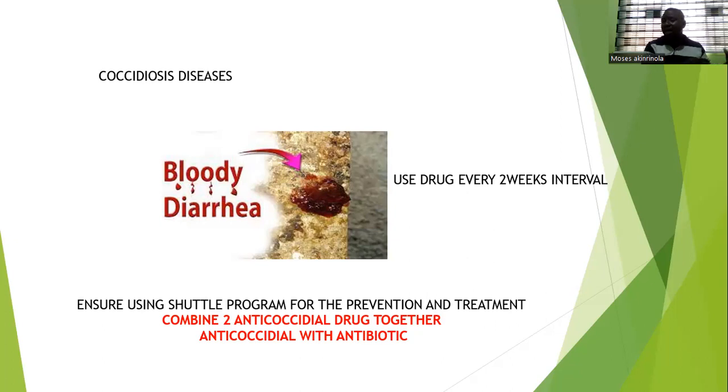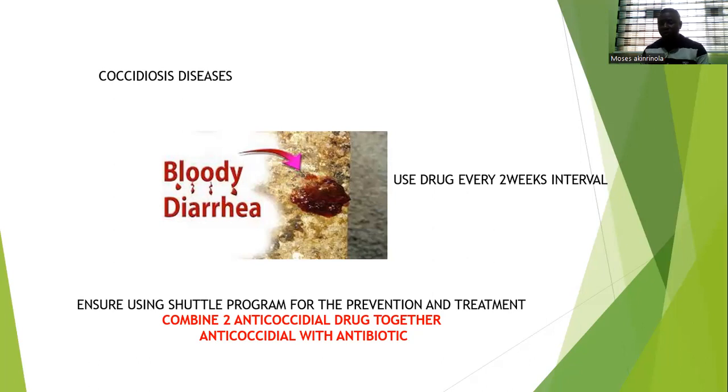But if you cannot afford that because it's very expensive, and you're just having 50 birds, 75, 100 or even less than 50, just go for anticoccidial drug. But put it in mind that every two weeks you'll be repeating it for them so that they will not come down with it. At least that will serve as a preventive dosage for them.